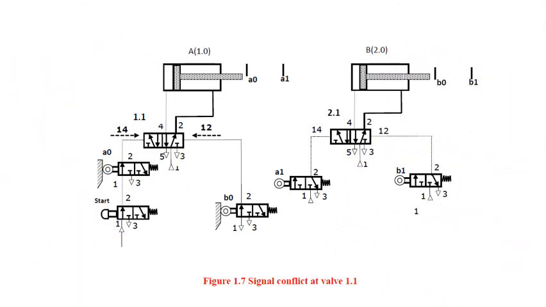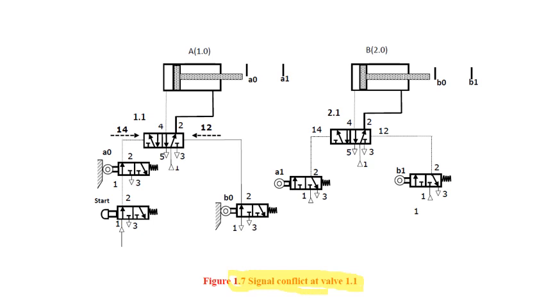While explaining a previous circuit, I mentioned two signals. So here the main important thing is signal conflict. What do you mean by signal conflict? Signal conflict means the memory valve is getting two signals at a time.